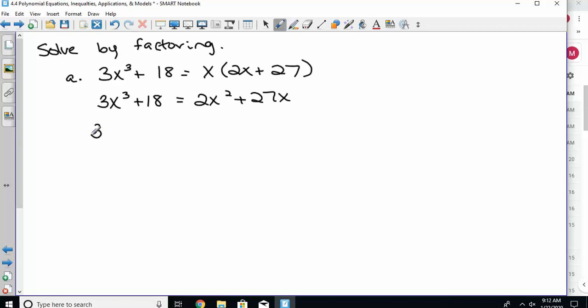So now I'm going to bring those over. I'm going to subtract over my 2x squared, subtract over my 27x. I'm writing these in decreasing order just to help here. Then what could we do? Grouping. 4 terms is grouping.